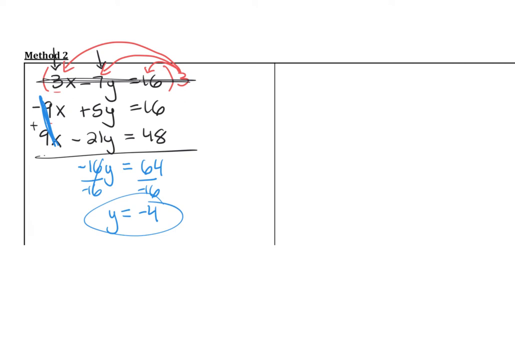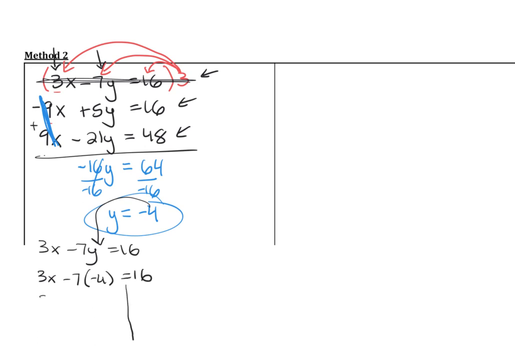Okay, so now we have to find the x. And you can plug the y into any of these equations and get the x. So I'll go back up to that original one. 3x minus 7y equals 16. Plug the y in. So 3x minus 7 times negative 4 equals 16. So 3x plus 28 equals 16. Subtract, subtract.